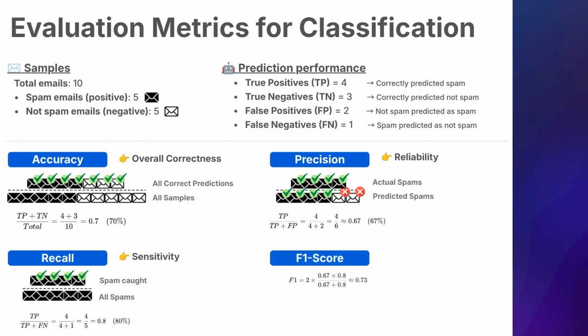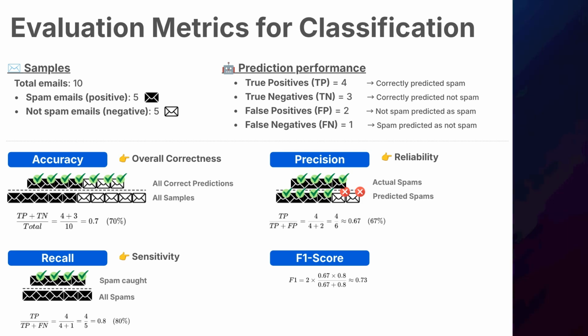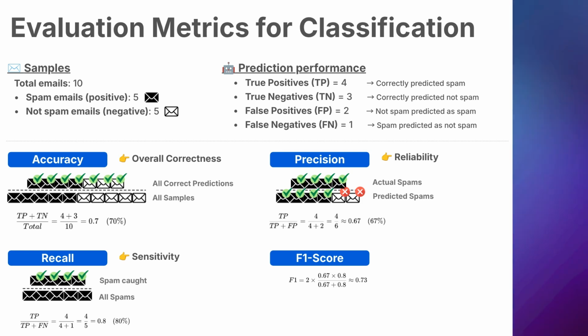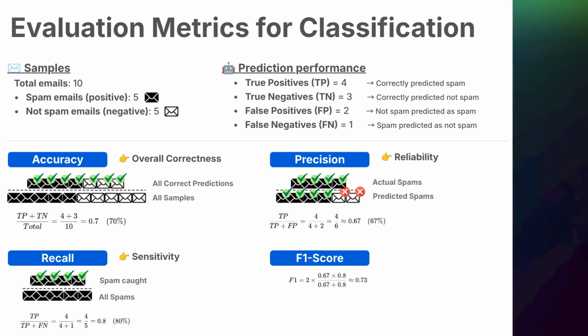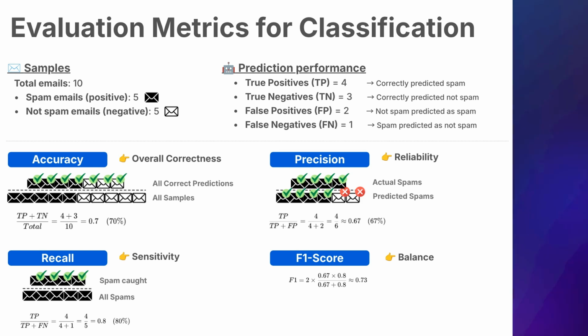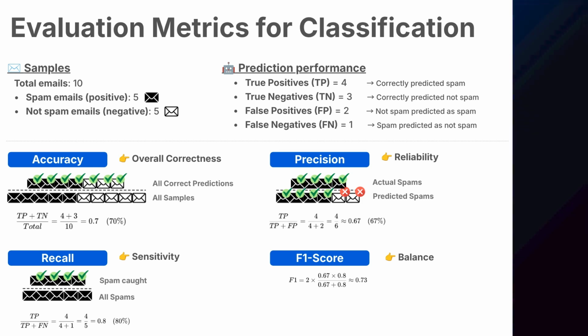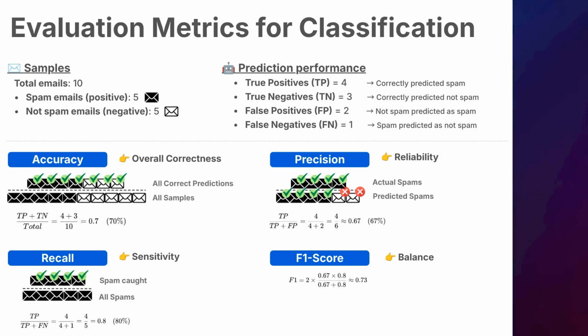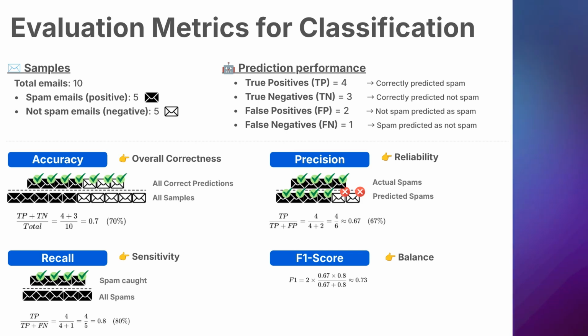F1 score is a single number that combines both precision and recall. It balances how many spam emails were caught and how accurate the spam predictions were. In this case, the F1 score is about 73%, which shows the model is performing fairly well in both areas. So this balances precision and recall. This evaluation helps us understand not just how many times the model was right, but how useful and reliable it is in practical situations, like detecting spam emails accurately without making too many mistakes.